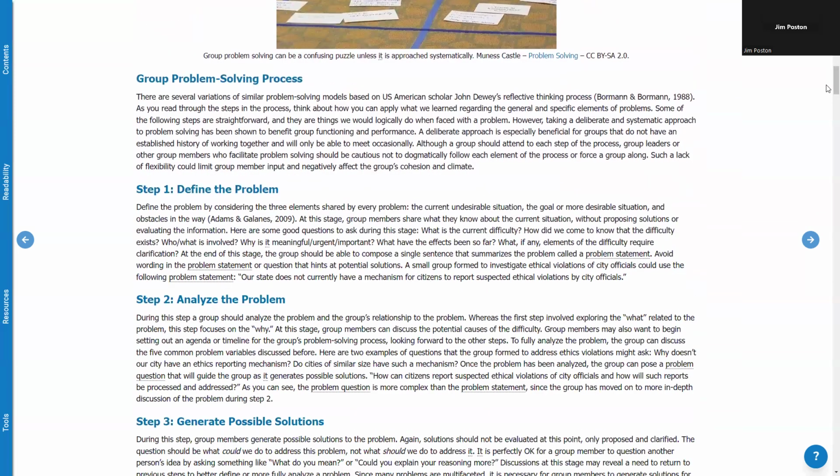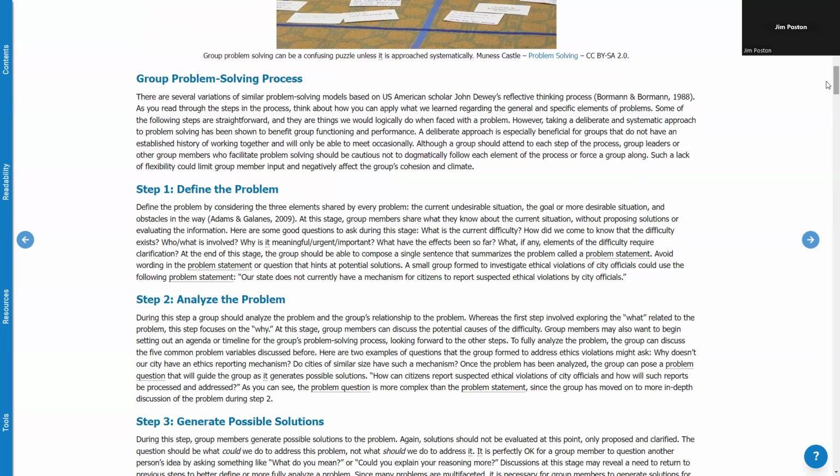Heading: Group's problem solving process. There are several variations of similar problem solving models based on U.S. American scholar John Dewey's reflective thinking process. As you read through the steps in the process, think about how you can apply what we learned regarding the general and specific elements of problems. Some of the following steps are straightforward and are things we would logically do when faced with a problem. However, taking a deliberate and systematic approach to problem solving has been shown to benefit group functioning and performance.